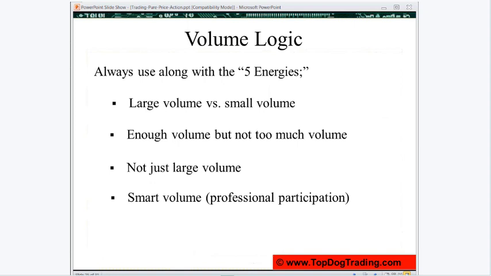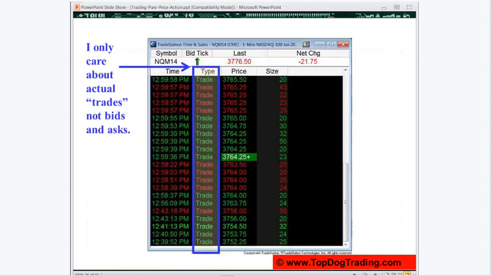So just big volume is not enough. This is where we split hairs with the dollars that are in the details. We want to compare professional volume and retail volume, but retail volume is a nice term for amateur volume. So here's how we do it. We're going to get into a little tape reading now.